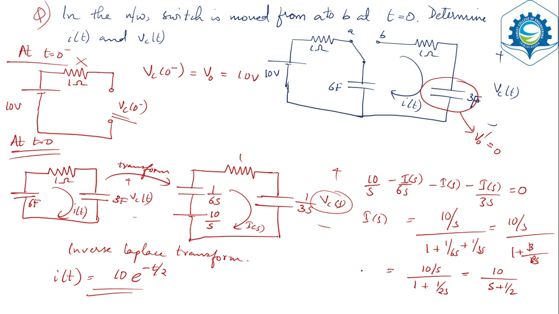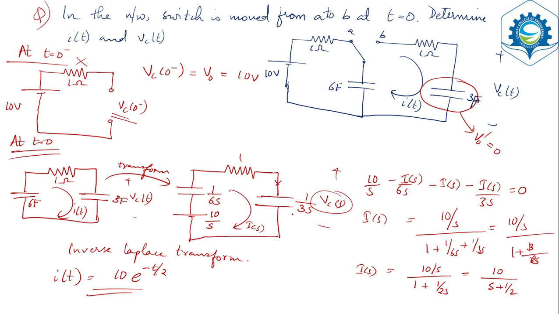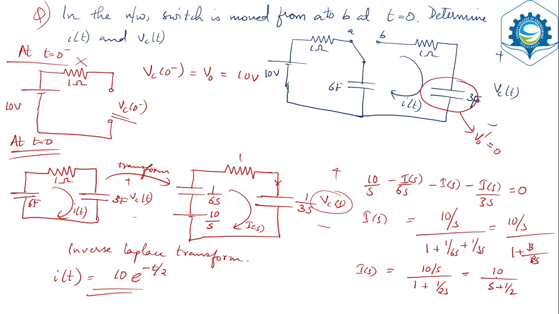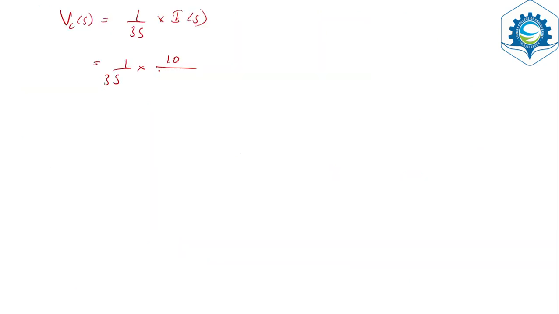Now, you have already got I of S is equal to 10 by S plus 1 by 2. So, what will be Vc of S? Current through this capacitor is I of S. So, Vc of S will be, what is the capacitance value? 1 by 3s, into I of S. What is I of S? You have got it over here, 10 divided by S plus 1 by 2. So you can write it as 10 by 3 divided by S into S plus 1 by 2.